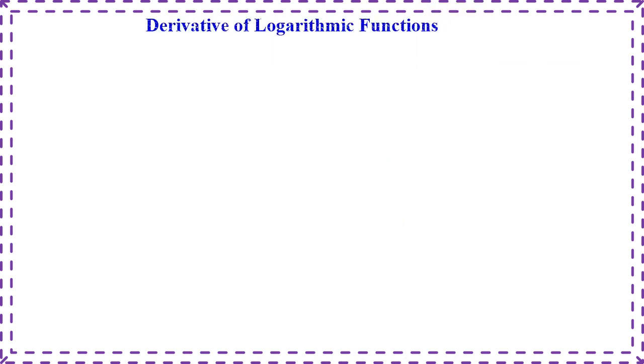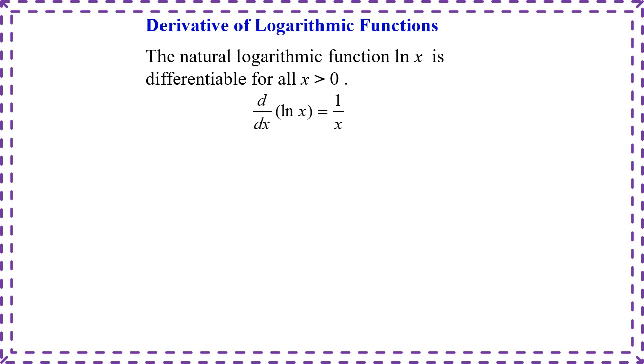Okay. So now we continue to the derivative of logarithmic functions. So we have natural log x. Differentiating natural log x here, we will get what? It will be 1 over x. Okay, so it's directly 1 over x for all x more than 0. So this value of x cannot be less than 0. Okay, so this is what we call the derivative of the natural logarithmic function, natural log x.